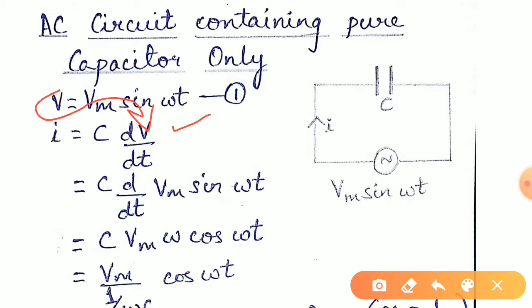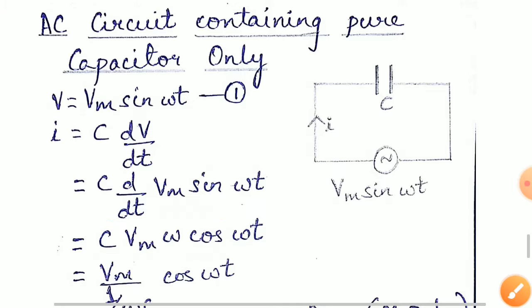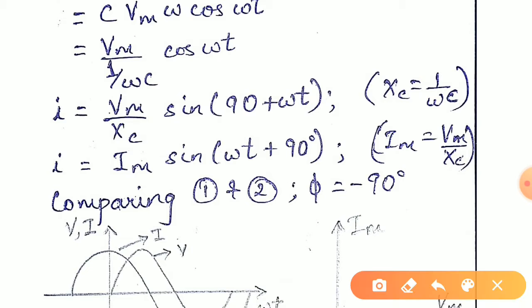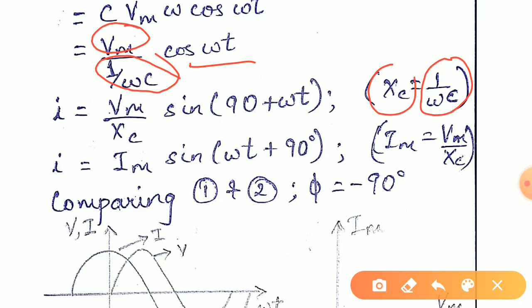We substitute the value of V from equation 1 into the current equation, and we get C into d by dt of Vm sin omega t. When we differentiate this sin omega t, we get C into Vm into omega cos omega t. We rearrange the equation and write it as Vm upon 1 by omega C into cos omega t, as 1 upon omega C is equal to XC.